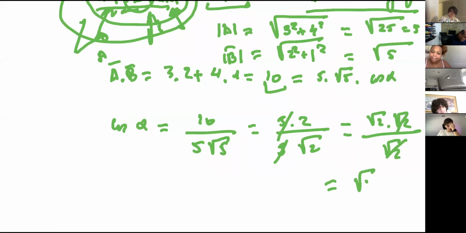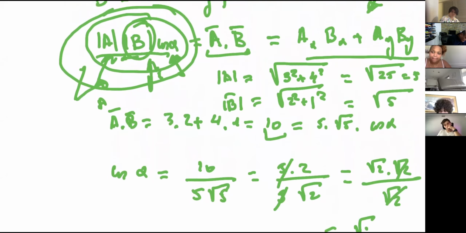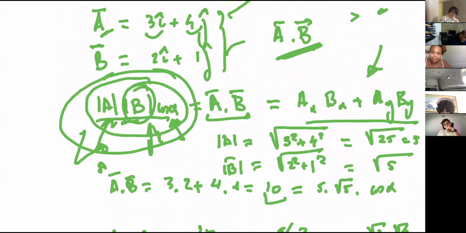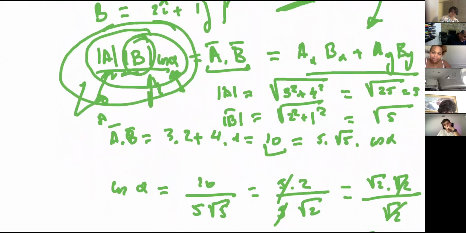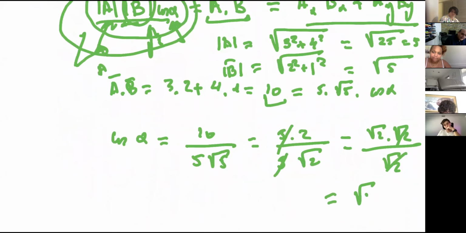Sorry, what happened here? Let's review. Wait, wouldn't it be 2 square root of 2? Let me see. I know that I made a mistake. Why did I make a mistake? Can you tell me? When you're rationalizing a thing on the bottom, you put 2 square roots on the top. Why did I know that I made a mistake? Looking at this, I know. Why? Because cosine of alpha cannot be bigger than 1, and square root of 2 is like 1.4. So I made a mistake.